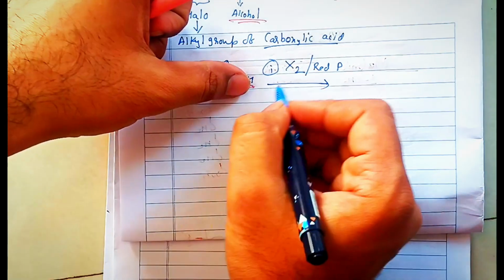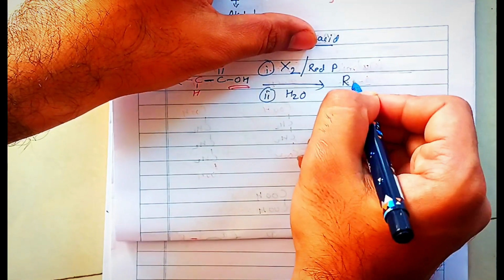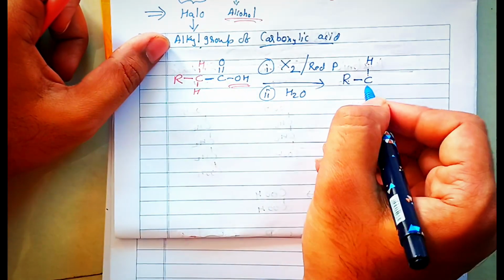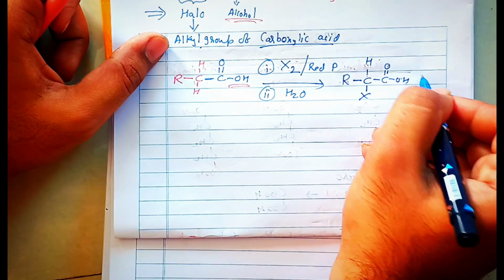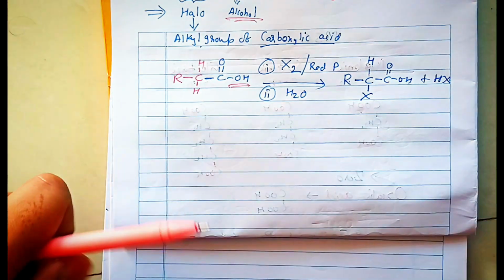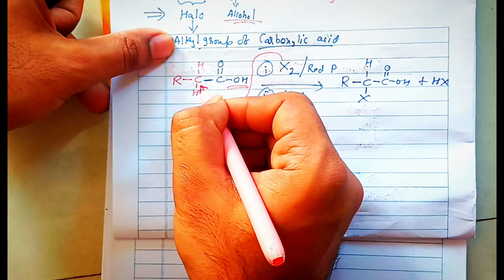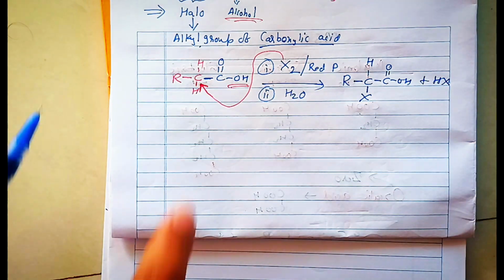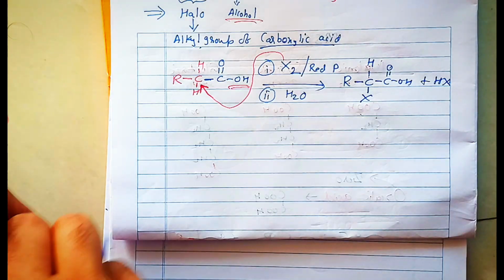Then I will remember the water here, H2O, and we will get the halogen attached to the alkyl group here, X, and then C double bond O OH plus HX. So this X is attached to the alkyl group, which is attached with the C double bond O carbon. Okay, this is the Hell-Vollard-Zelinsky reaction.